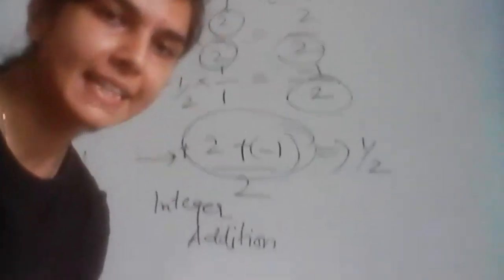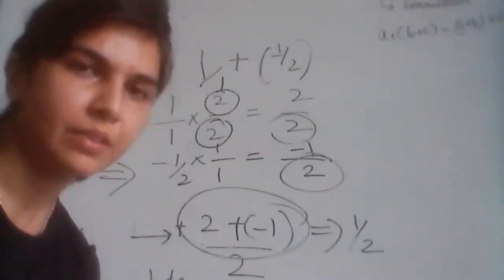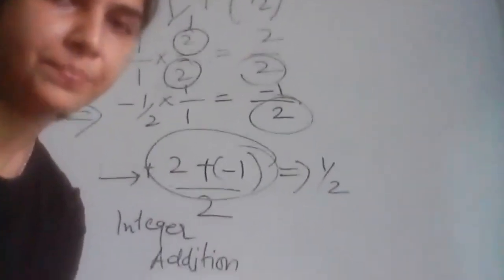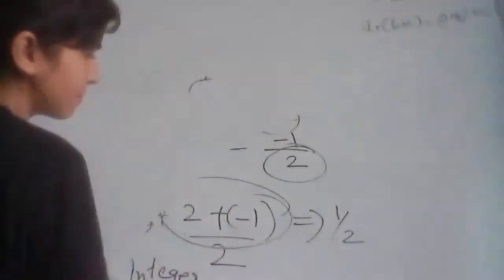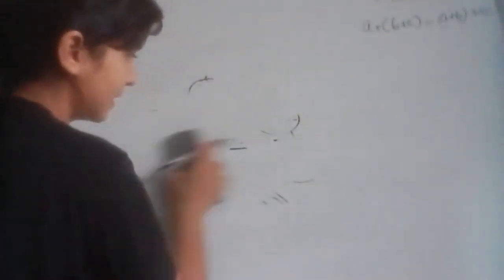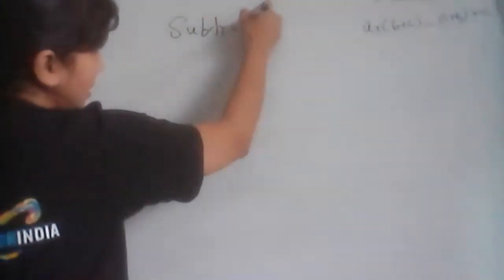Okay, I don't see any hands. It means it was okay. Now let's move to rational number subtraction. Again, it's very easy. So, subtraction. How do we do integer subtraction?